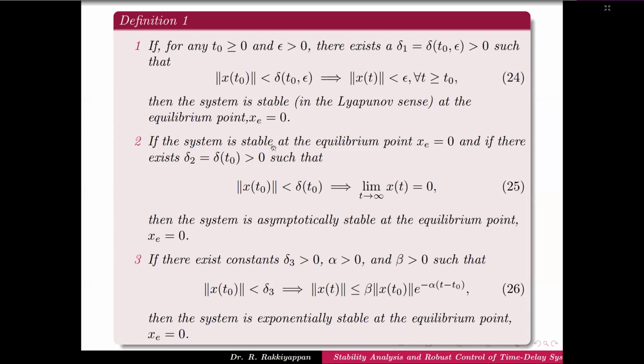If the system is stable and there exists a delta 2, which depends only on the initial time t naught, such that norm x of t naught is less than delta 2 implies the limit as t tends to infinity of x of t equal to 0, then we can say that the system is asymptotically stable at the equilibrium point x equal to 0. The third definition is that the system is exponentially stable. This is the exponential decay term, and alpha is called the exponential decay rate.